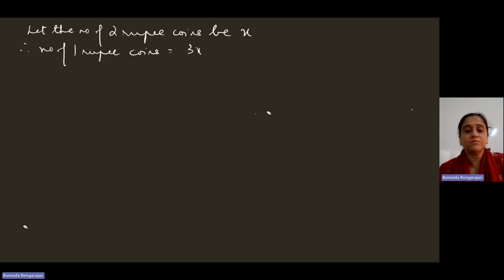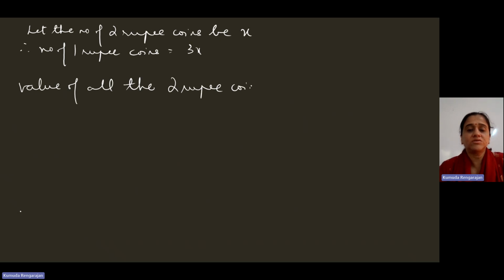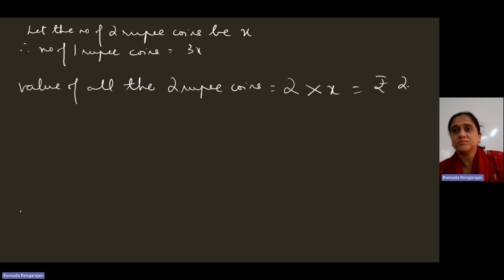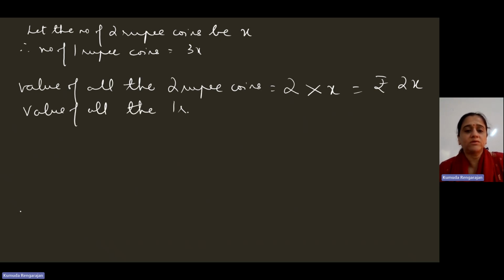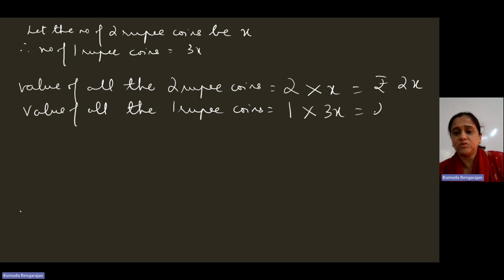Now we've done the assumption with regard to the number of coins. Now we'll have to find the value of money. Anything you can find first, 2 rupee coins or 1 rupee coins. What's the value of all the 2 rupee coins? How do you find the value? First, you write the denomination, 2 rupees, into the number of coins, x. So rupees 2x. What's the value of all the 1 rupee coins? First write the denomination, 1 rupee, into the number of coins, 3x. So rupees 3x.